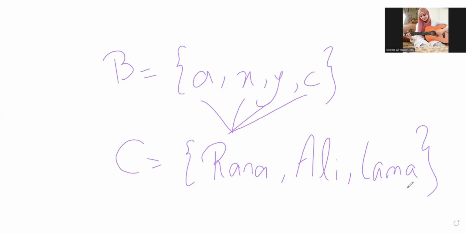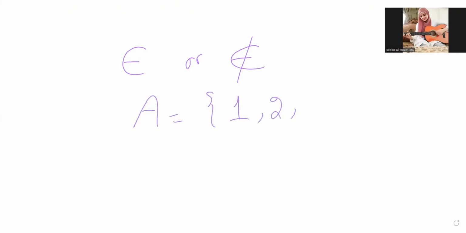Okay, now let's move to another important concept, which is belongs or does not belong. When we use the belong symbol or the does-not-belong symbol, we use it to check whether an element exists in a set or not. What do we mean by it? Let's say that we have the set A. It contains the numbers 1, 2, 3, 4, and 5.